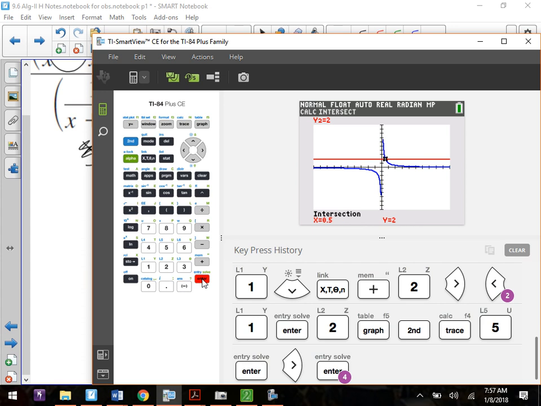Oh, there it goes. There's your intersection. And 1/2. It intersects at 1/2. Now, here's the other thing.